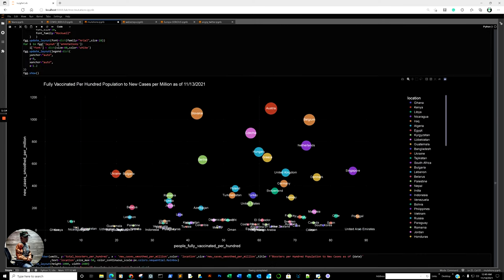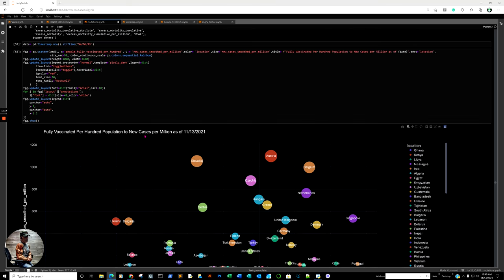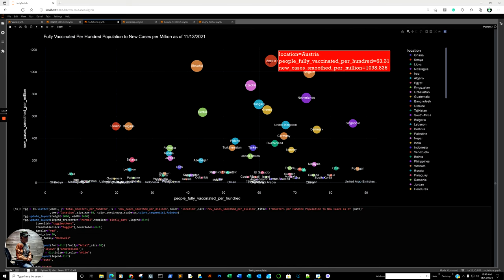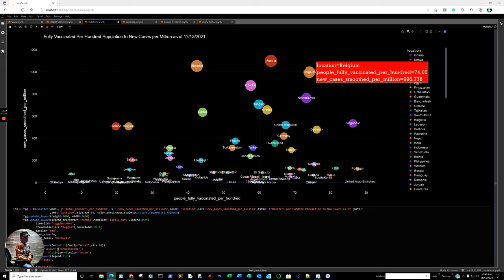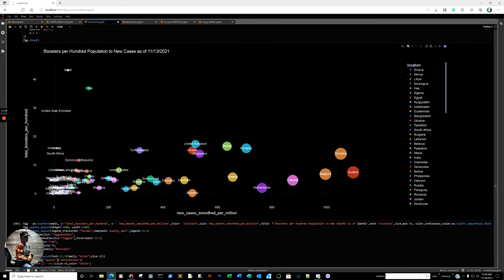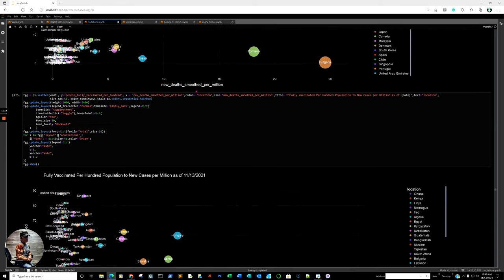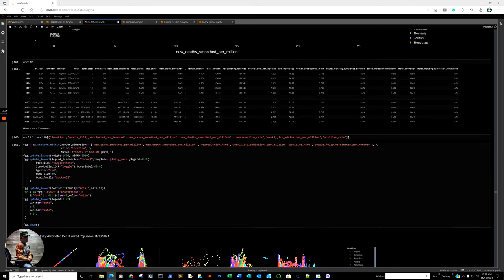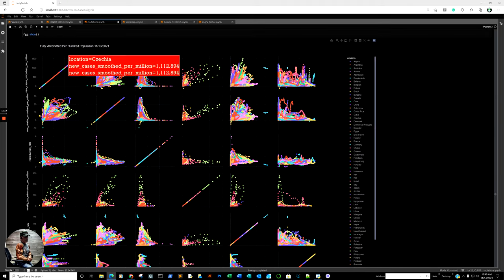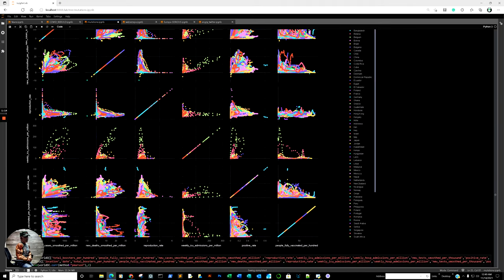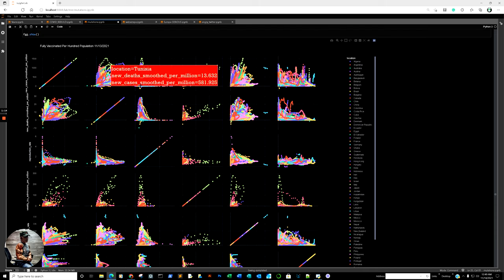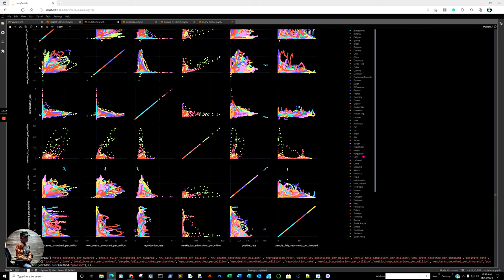All right. And this is our bubble plot. Fully vaccinated per 100 to new cases per million, for those who wanted to see. Austria, Belgium, they're all on the top line. Here's the case to the countries which are not fully vaccinated or low. Booster shots, we'll skip real fast for time expediency. And we'll skip this scatter plot. For example, if you wanted to, this is just trying to find correlations. But I'll show you an interesting one real fast.